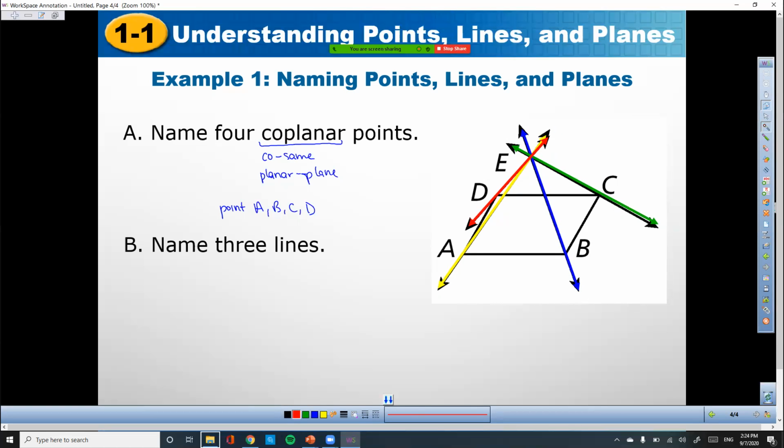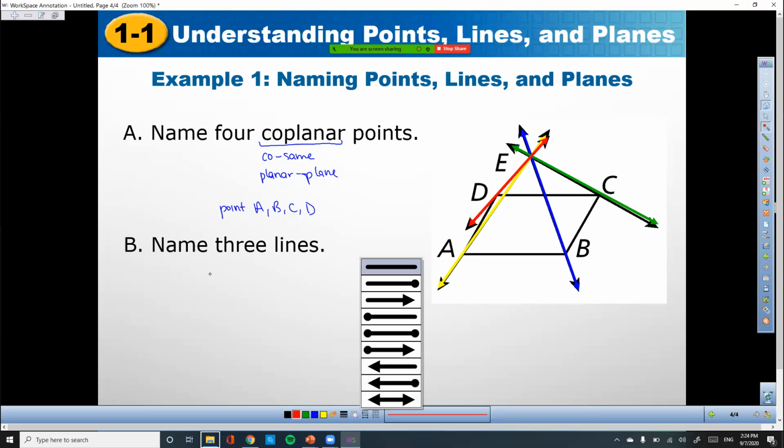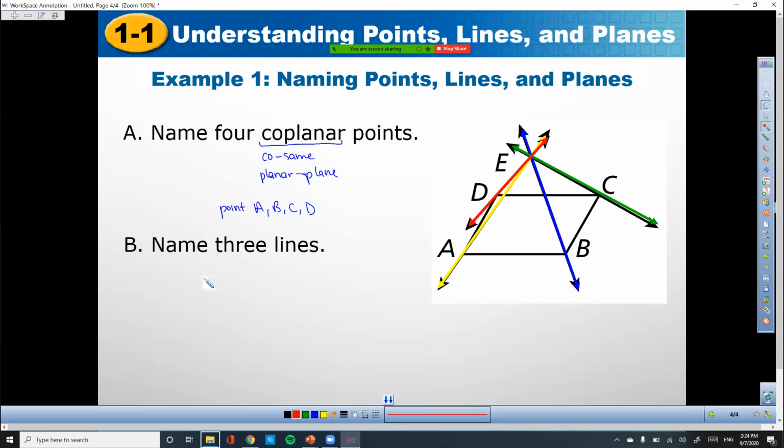So in this case, I know I have line AE. And again, in order for us to name a line, we use the symbol with the 2 arrowheads, which is line AE. Which one's the other one? We have line BE. The other line that we have is line CE. And might as well name the 4th line, which in this case will be line DE.